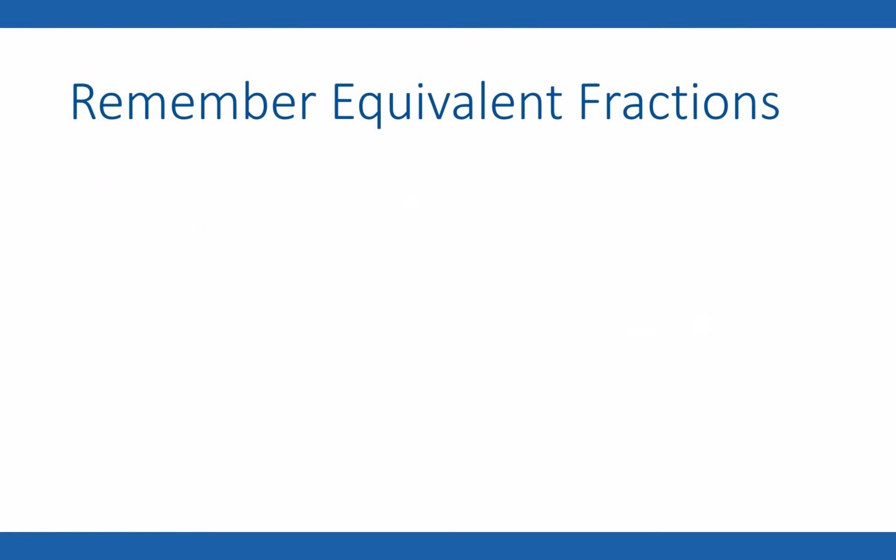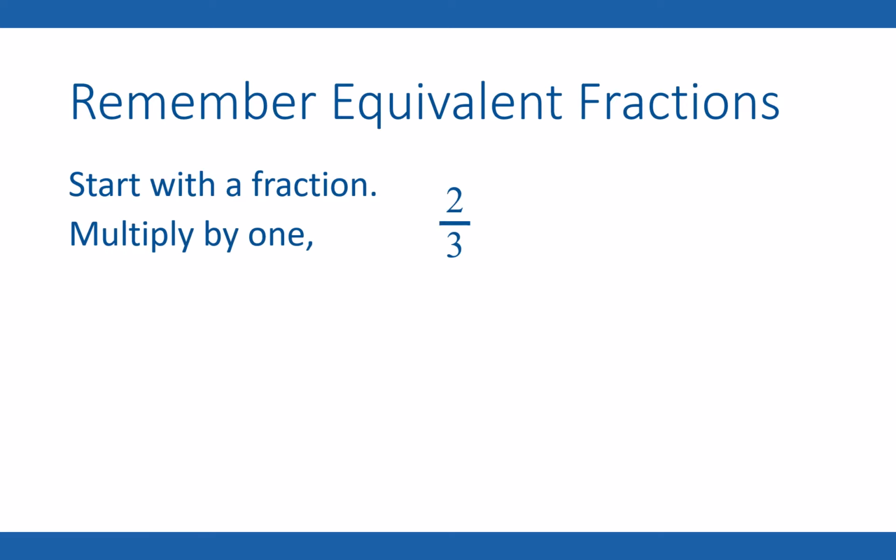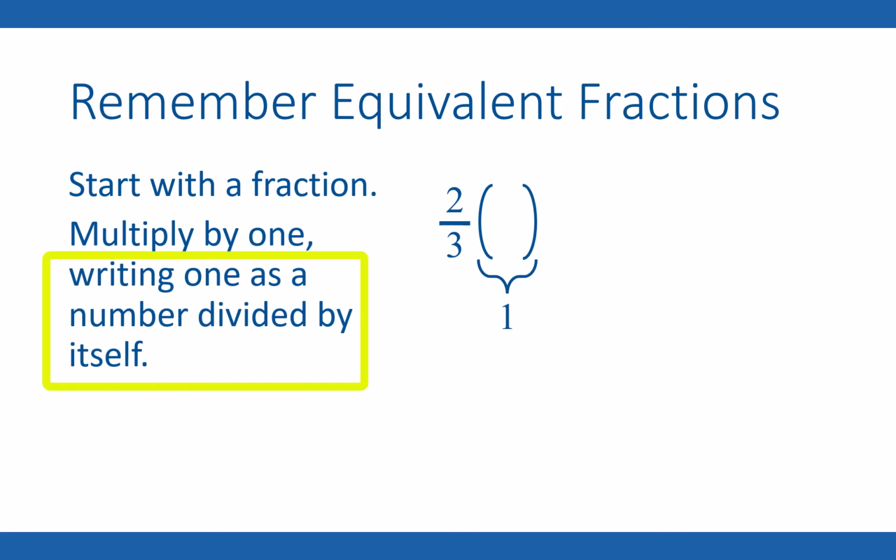To prepare for converting units, let's first review a more familiar topic, equivalent fractions. We start with a fraction, such as 2/3. We multiply this fraction by 1. Remember that any number divided by itself equals 1. So 5 over 5 equals 1.